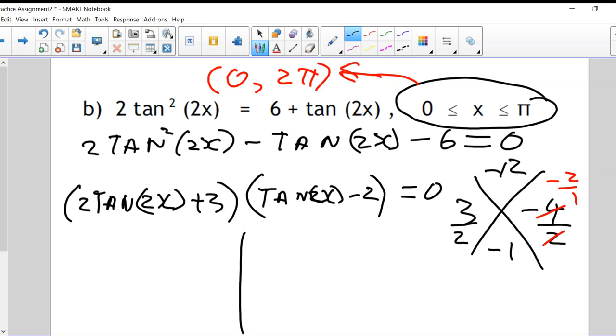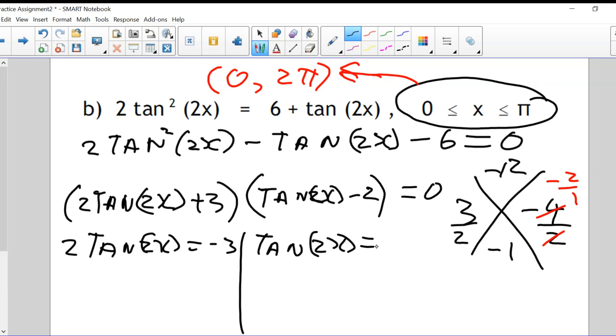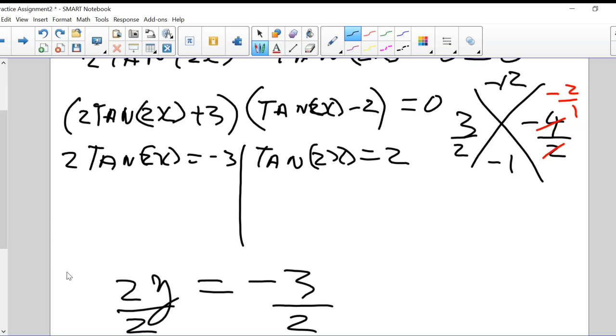There we go. So I'm going to say that, and I'm going to leave out one step, 2 tan 2x is equal to minus 3. Sure, everybody understands that. And tan 2x is equal to 2. All right? Tan 2x equals minus 3 over 2, correct. Okay, thank you, Aliza.